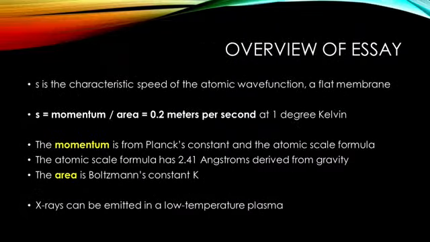So here's an overview of what I'll be talking about. S is the characteristic speed of the atomic wave function, a flat membrane. And S is equal to a speed, which is momentum divided by area, 0.2 meters per second. The momentum is taken from Planck's constant, divided by the atomic scale length of 2.41 angstroms. Now the area of that calculation is Boltzmann's constant, and X-rays can be emitted at a low temperature plasma. And these are the things I'll talk about.